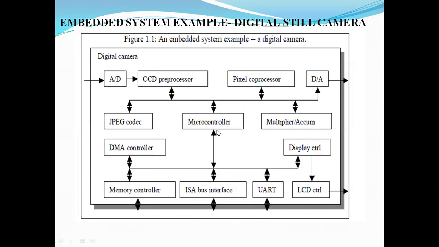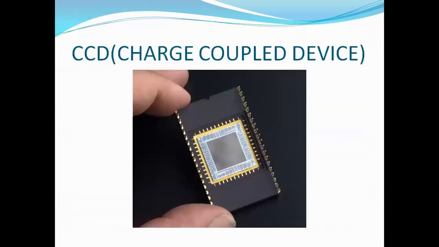JPEG codec, microcontroller, multiplier accumulator, DMA, the direct memory access controller. The next ones are display control, memory controller, ISA bus interface, UART, and LCD. In this, the image signal will be converted into a digital signal by the CCD. The charge coupled device has a CMOS sensor, which converts the light into a color signal. In the next slide, this is a charge coupled device.